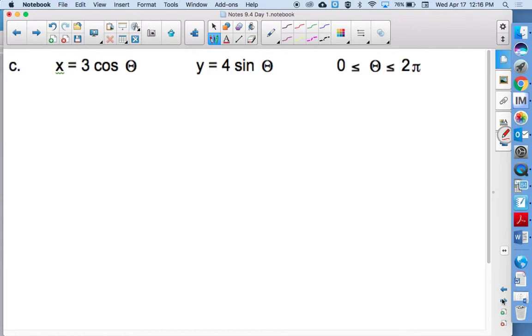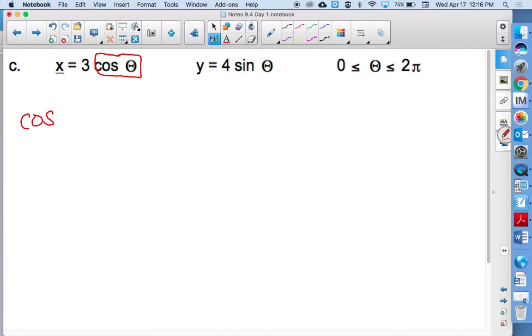Now the parameter is technically theta, but what's theta attached to? So in the equation for x, what's theta attached to? Cosine. I cannot separate them. I can't divide out cosine. It doesn't work that way. So let's keep those two together and get rid of the 3. Katie, how would you get rid of the 3? Just divide it.